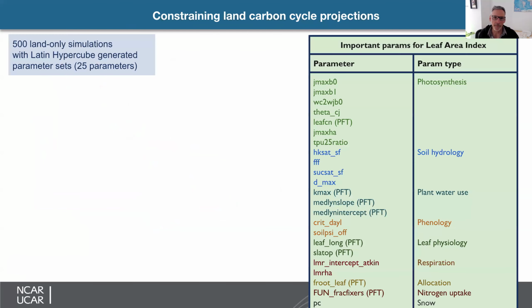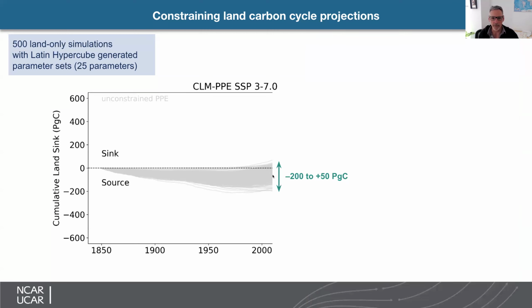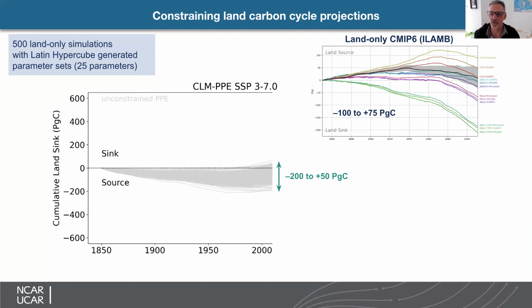So this looks promising. It also looks like there's the potential to use these methods to constrain land carbon cycle projections. This is showing all 500 ensemble members of the Latin hypercube of the cumulative land carbon sink over the 20th century. Over the 20th century, the land has been generally a source, maybe approaching a sink, mainly due to land use change in the early record and then CO2 fertilization towards the end of the record. We see this range is about -200 to +50 petagrams across our ensemble of parameter perturbations, which is roughly the same as what we're seeing across all the land models involved in CMIP6. Unfortunately, this has flipped the sign, but the range across CMIP6 models is -100 to +75 petagrams of carbon.